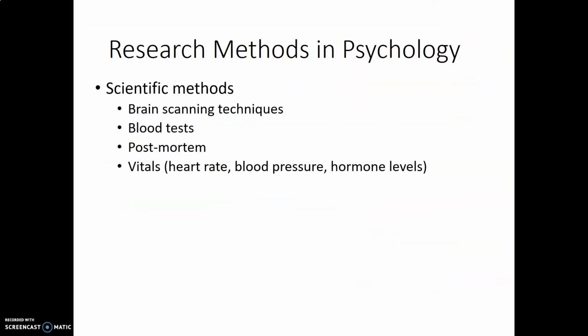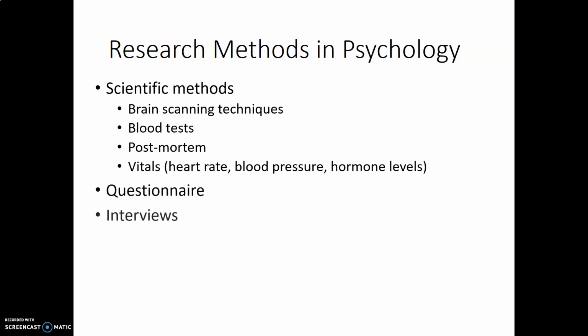There are various research methods that we use in psychology. We largely use scientific methods such as brain scanning techniques, blood tests, post-mortem analysis of the brain and the body, and we check our vitals, our heart rate and blood pressure and hormone levels. You'll be surprised to know that there are certain neurotransmitters in your brain that influence your mood.